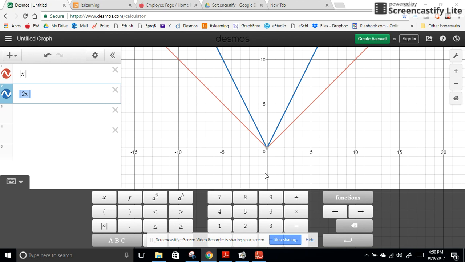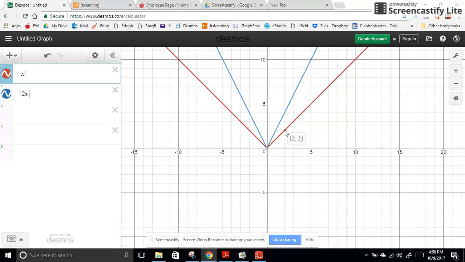Another way to think about it is this point right here, it was the point (2, 2). If we compress it, then to get the same y value, the y value of 2, we only need half as much x value. So you can see right there that the point was at (2, 2), but we take half of the x value to get the same y value. That's what that compression does.